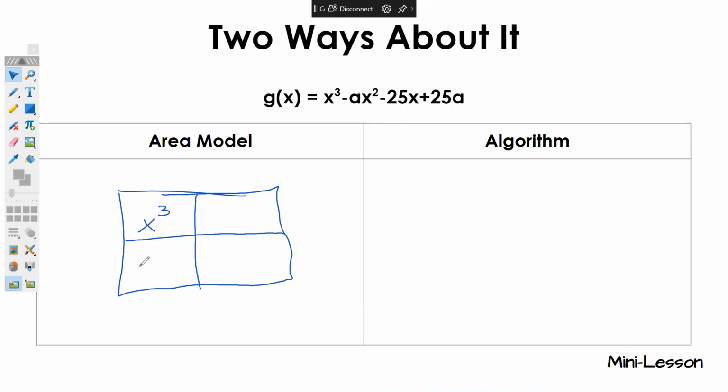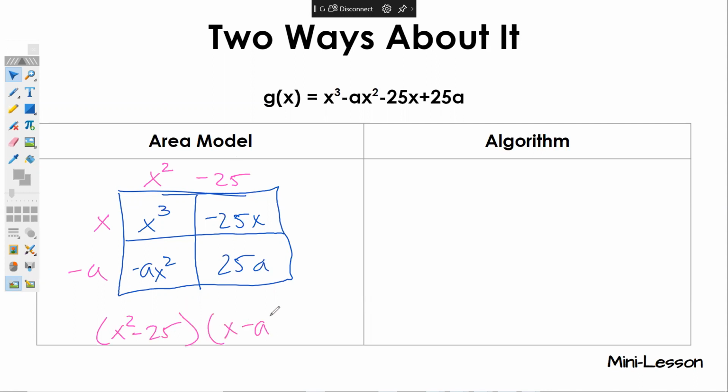All right, we got x to the third minus ax squared minus 25x plus 25a. Okay, so we're gonna take out the greatest common factor. It helps me when I do this to cover up the other column that you're not talking about. So for instance, we're gonna look at this column first, and we're gonna take out the greatest common factor, which is x squared. This column is gonna be a negative 25. This row is gonna be x. This row, negative a. So we end up with x squared minus 25 times x minus a.